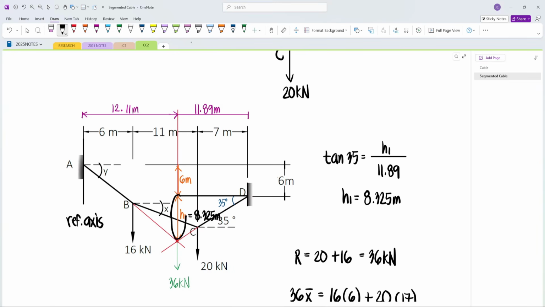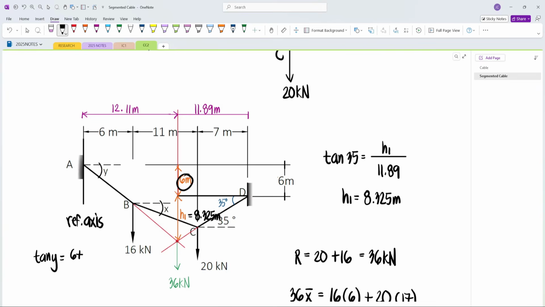Now, after getting h1, then we can solve this height. Then, this horizontal distance is 12.11. So, makukuha na natin yung angle y. Diba? I hope agree lang. We can consider this triangle. Ayan. So, tangent of angle y is equal to opposite over adjacent. Yung opposite na side is 6 plus h1.